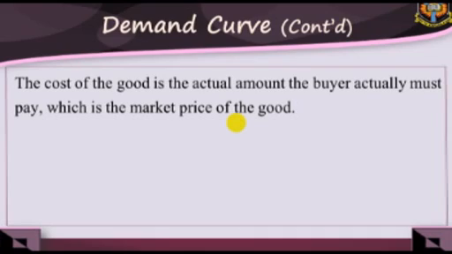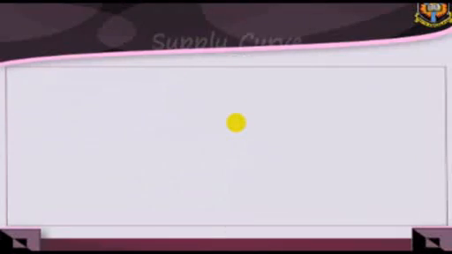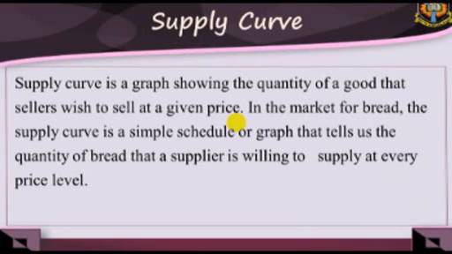By similar reasoning, when the quantity sold is 16,000 loaves per day, the marginal buyer's reservation price is 2 naira. Supply curve. The supply curve is a graph showing the quantity of a good that sellers wish to sell at a given price. In the market for bread, the supply curve is a simple schedule or graph that tells us the quantity of bread that a supplier is willing to supply at every price level.